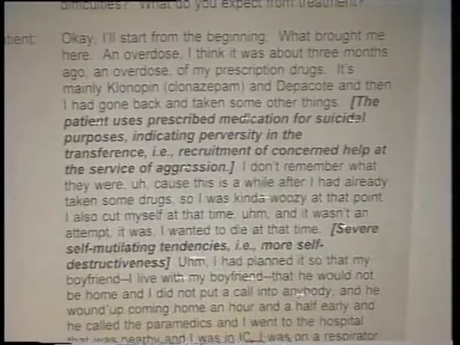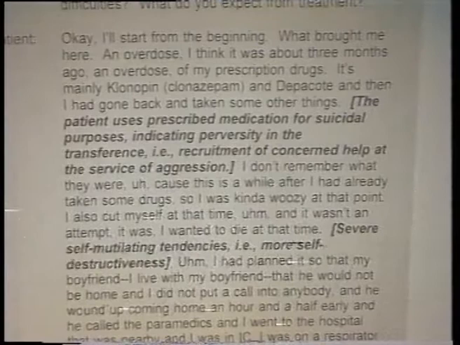He's saying you don't just make a suicide attempt, it's in the context of a relationship with other people.